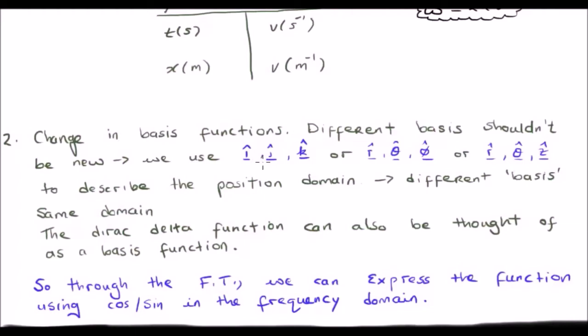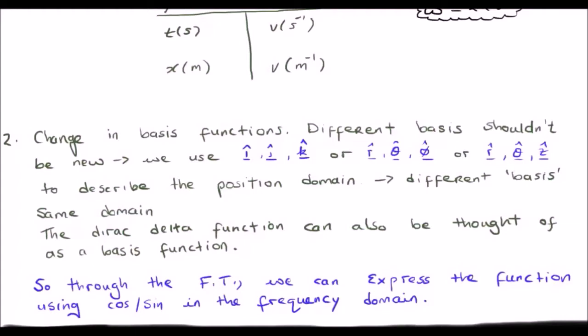So these would be our normal vectors. We have spherical coordinates and we have cylindrical coordinates. So it shouldn't be new to you to express your coordinates using different basis vectors. And I'll discuss basis vectors in greater detail in the future. But my point is that we often transform using different functions or different vectors to express the same point in space. Now, of course, the Dirac delta function can also be thought of as a basis function, because the Dirac delta function can describe every single point in space.